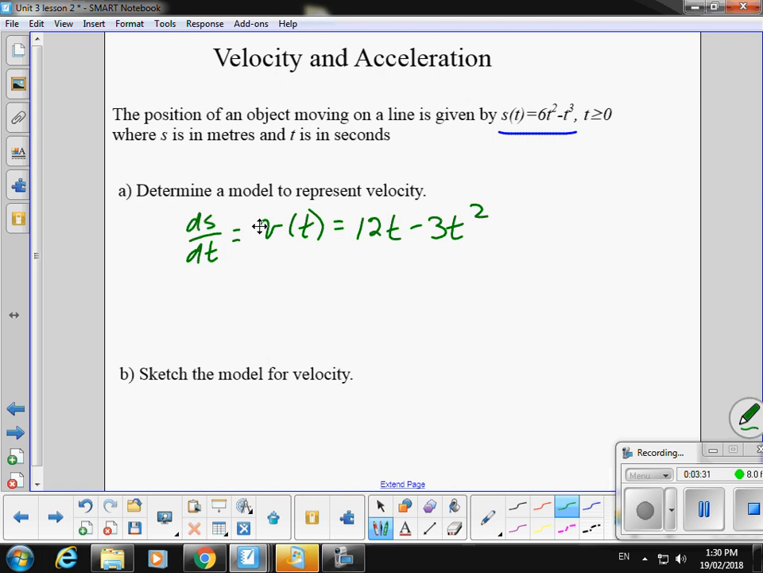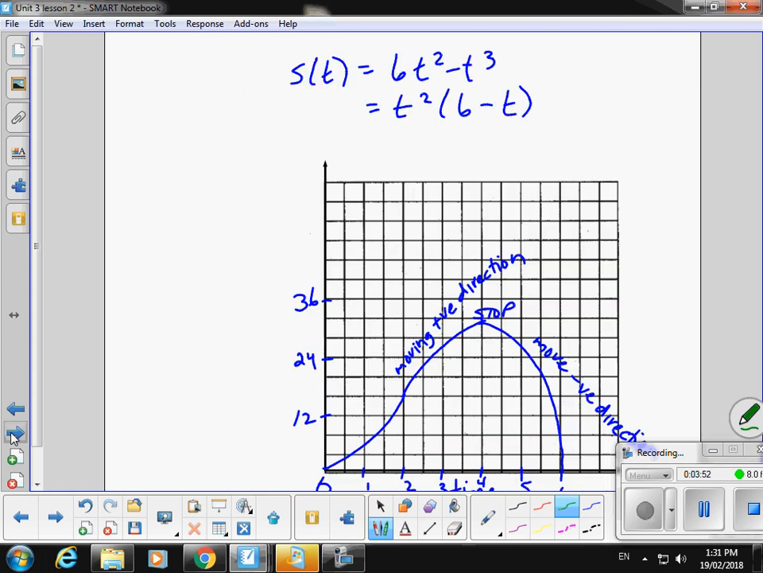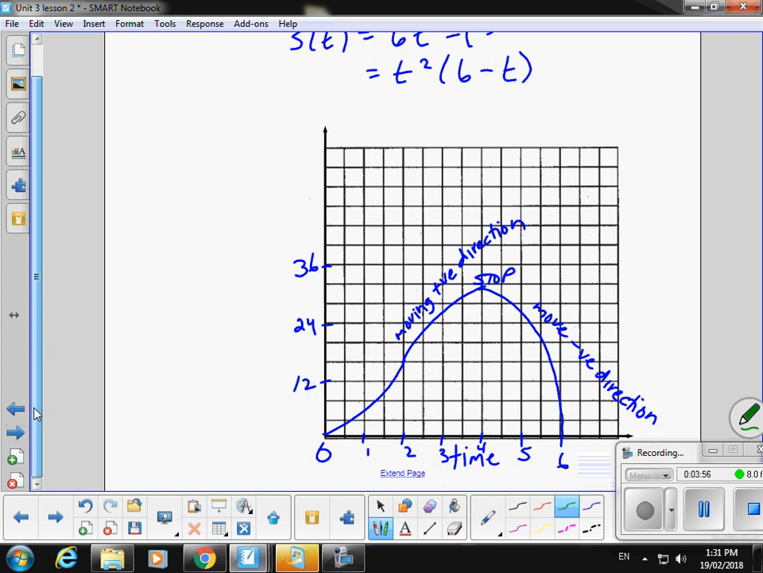This is a quadratic that has t-intercepts of 0 and 4, with a vertex in the middle, if I'm going to sketch this, of 12. So I'm going to sketch this one in green. So this is our velocity, and it is a quadratic, 0, 4, and in the middle we have a value of 12.